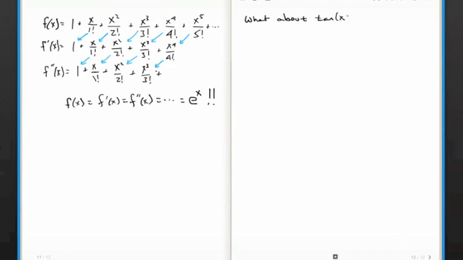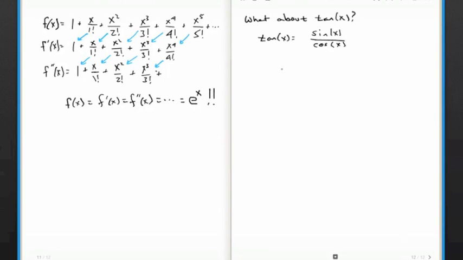The tangent of x. Well, I know that the tangent equals sine of x over cosine of x, and hopefully you all know that by now too. I really hope you do.